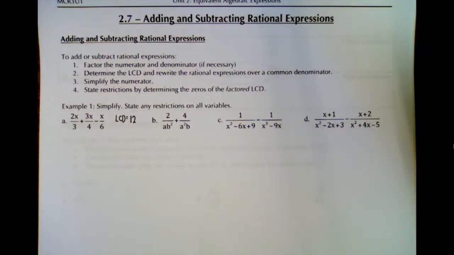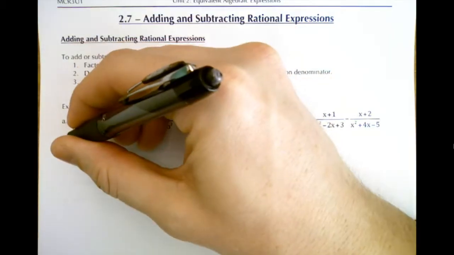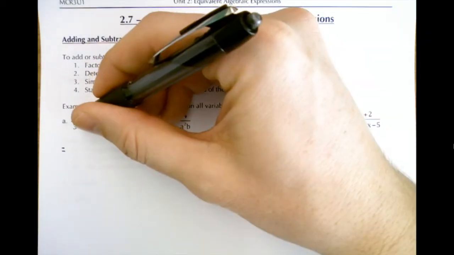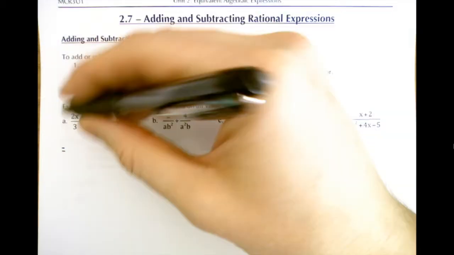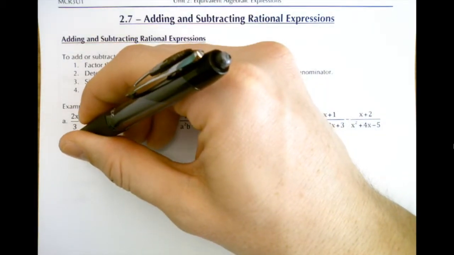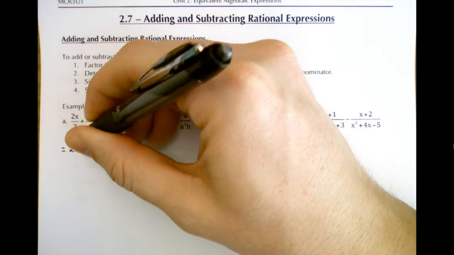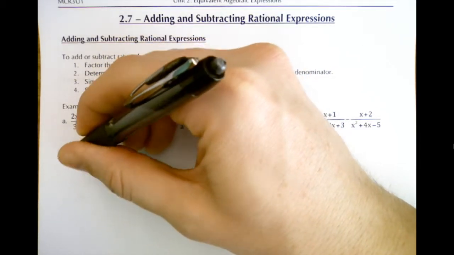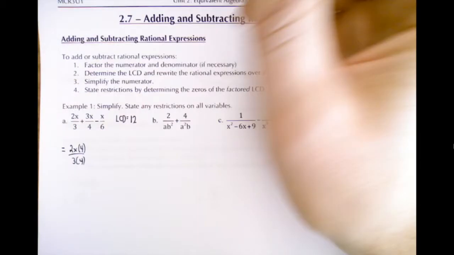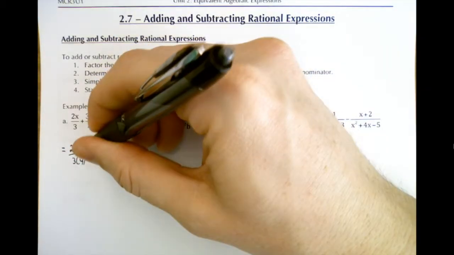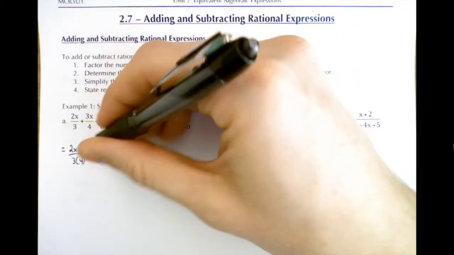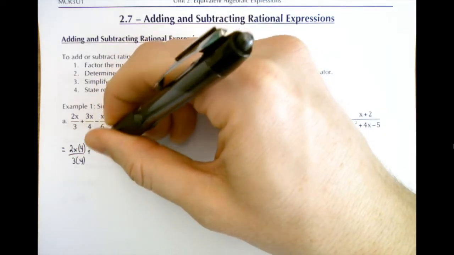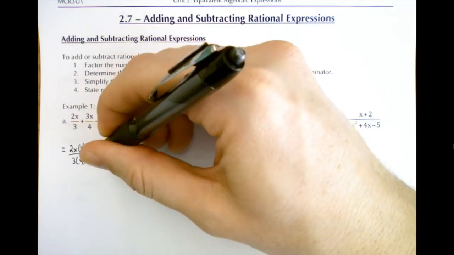How do we make these fractions over 12? Well, we look at each fraction and we multiply top and bottom by what would make the bottom 12. So in the first one, what would make the bottom 12 is multiplying by 4. So we're going to multiply the top and bottom by 4. So we got 2x times 4 over 3 times 4. I'm going to show my work for this. This fraction would need to be multiplied by 3 to make the bottom 12. So we got 3x times 3 over 4 times 3.